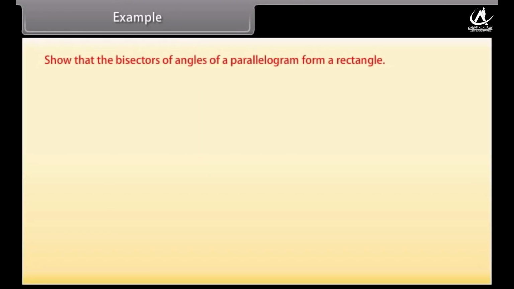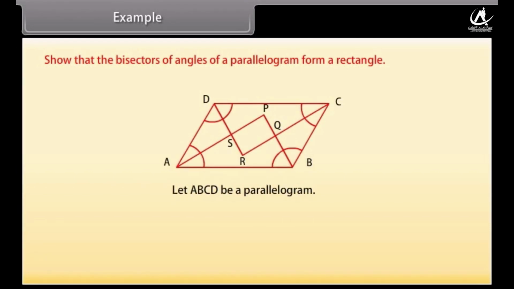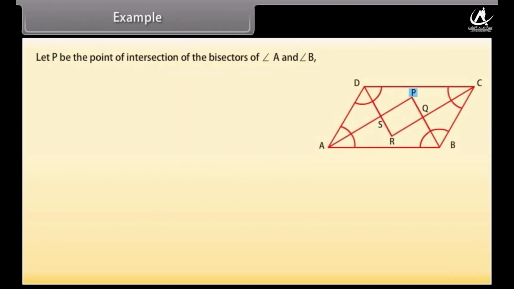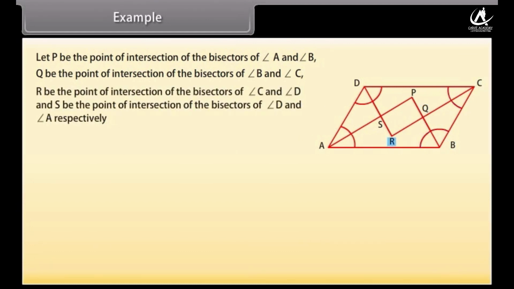Example. Let us now solve one problem. Show that the bisectors of angles of a parallelogram form a rectangle. Let ABCD be a parallelogram. Let P be the point of intersection of the bisectors of angle A and angle B, Q be the point of intersection of the bisectors of angle B and angle C, R be the point of intersection of the bisectors of angle C and angle D, and S be the point of intersection of the bisectors of angle D and angle A respectively.